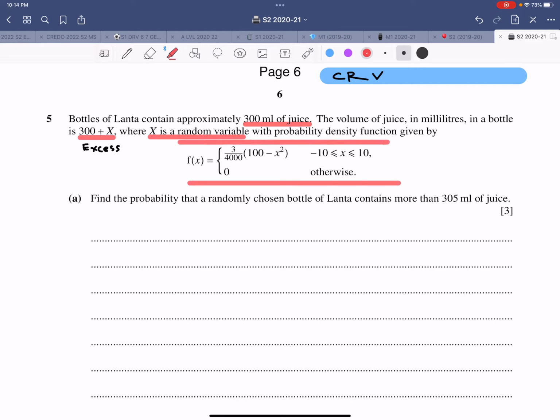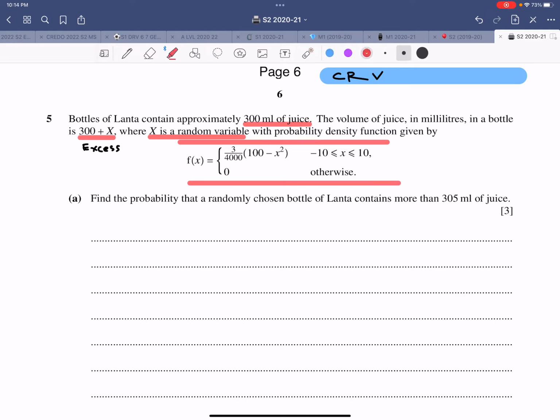So now what exactly are they trying to tell us? They are trying to tell us that the bottle will have 300 ml of juice. It could be plus 10 ml. It could be negative 10 ml. So it would lie between 290 and 310 ml. This x would be the excess. Now the function is a quadratic function. So let me read all the parts, because I have a hunch that it would be something related to symmetry also, because that's the examiner's favorite part.